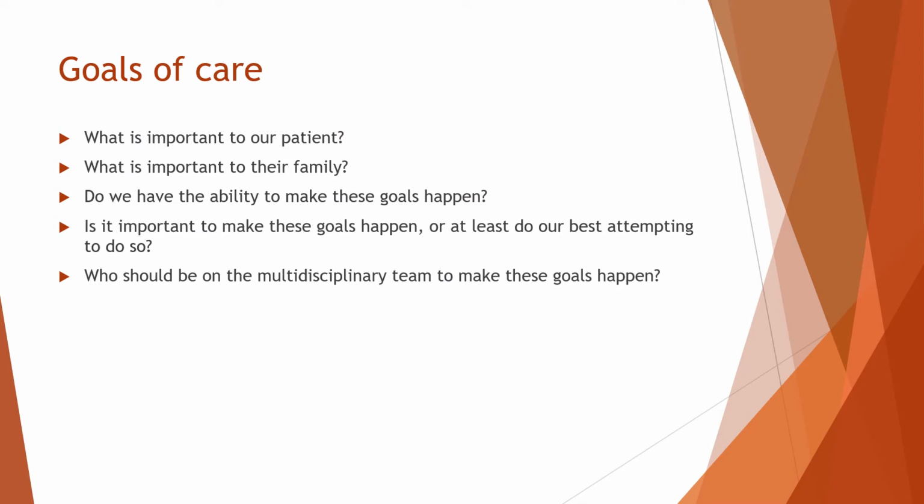For goals of care, we need to consider what is important to our patient, what is important to their family. Do we have the ability to make these goals happen? Is it important to make these goals happen, or at least do our best attempting to do so? And who should be on the multidisciplinary team to make these goals happen?